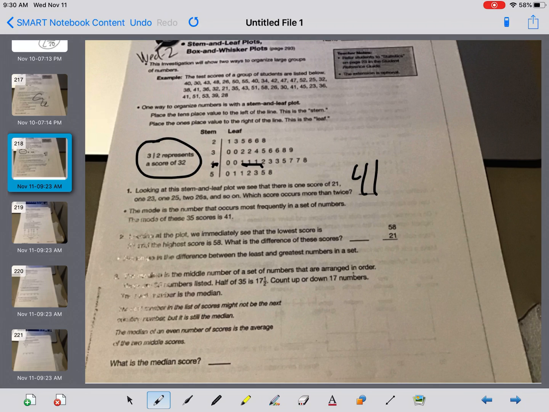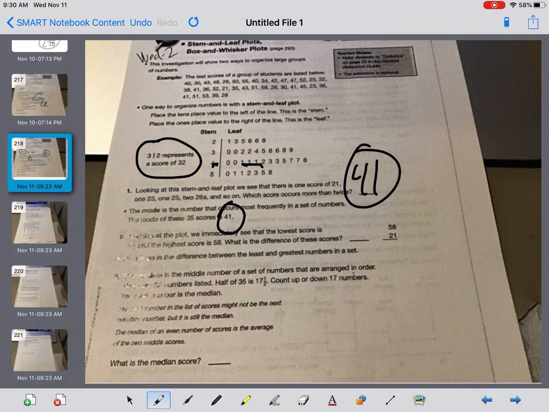Now you got your definitions. The mode is a number that occurs most frequently in a set of numbers. I'm sorry, I read that wrong. The mode in these is 35 and 41. It's this 41. That tells me I got that answer right.